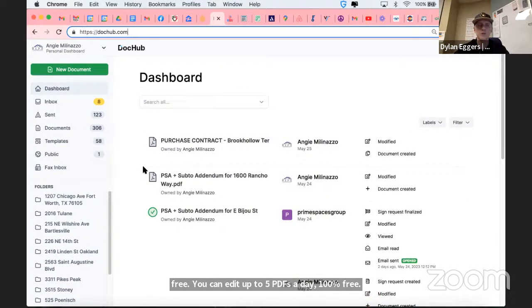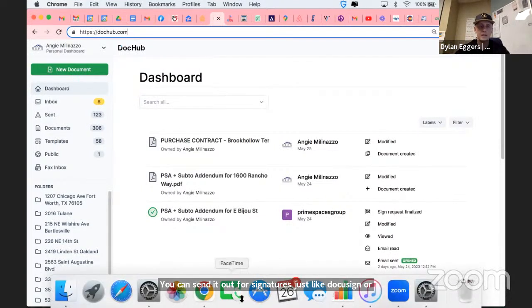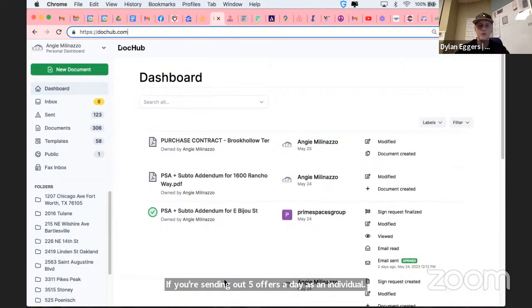We have the pro version, and that just lets us send more LOIs, and you can also send it out for signatures, just like DocuSign or PandaDoc. But for you guys, if you're sending out 5 offers a day as an individual, you're crushing it. You probably don't need the paid version, at least yet.